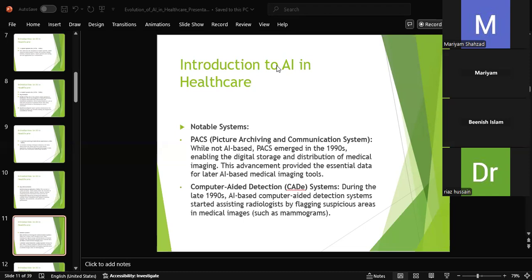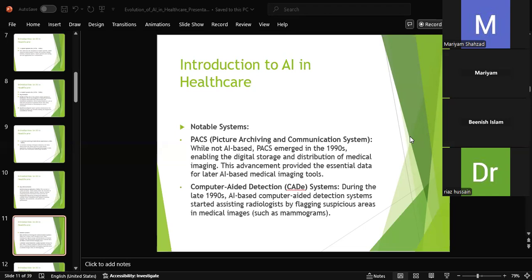Now, how did computer-aided detection systems help? They basically scan the images for specific patterns. So CAD scanned the images for the specific patterns associated with medical conditions, like nodules in lung CT scans and in mammograms. These were the flagged areas, the red areas where we could view further.